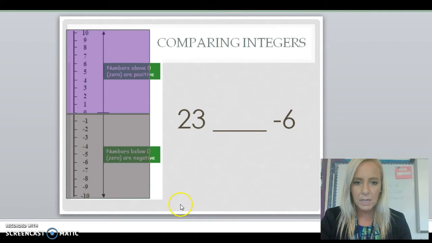In this example here, again, we have a positive number and a negative number. We can already conclude that the positive number is going to be greater than the negative number.